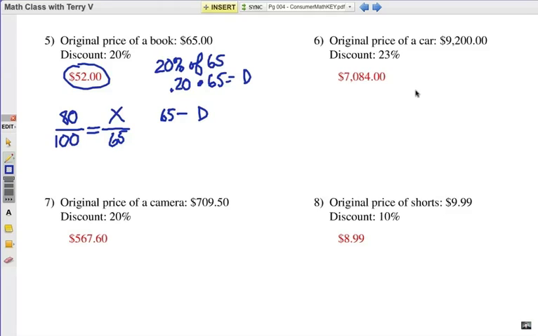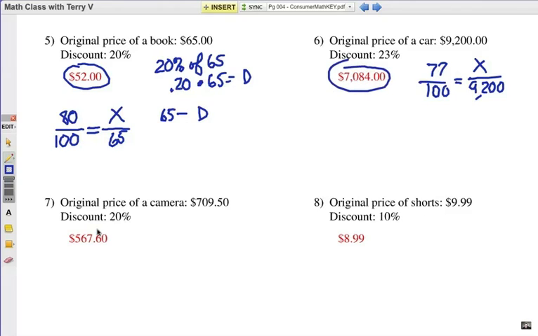What's the proportion on this one? Well, the discount is 23%. That means that you're going to pay what percent? 77% is what you pay, right? Subtract from 100. So that will be out of $9,200. Cross multiply to get your answer.